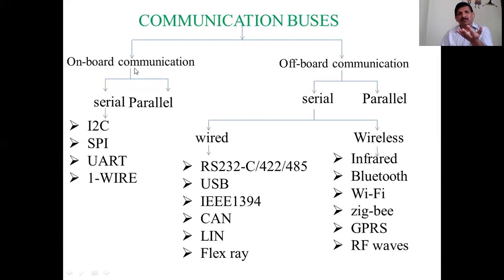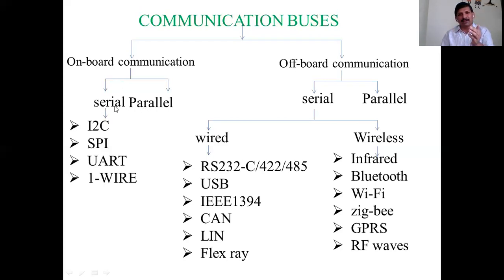Again, in the onboard, there are two types of communication: serial communication and parallel communication. Serial communication means bit by bit we will transmit. At a time, only one bit will be transmitting. Parallel means multiple bits we are transmitting from transmitter to receiver.